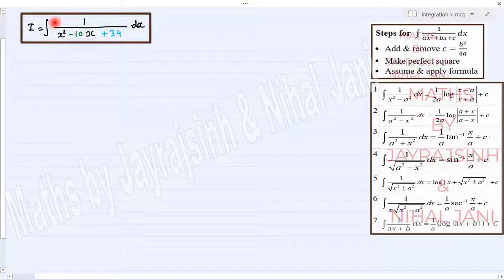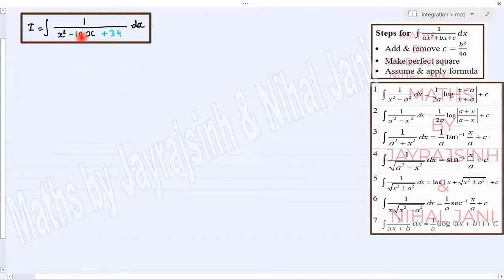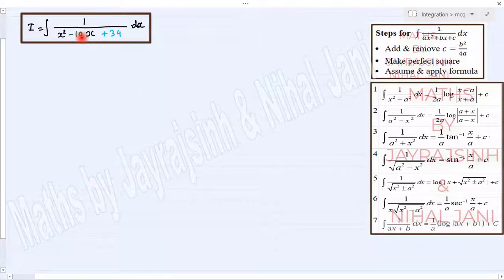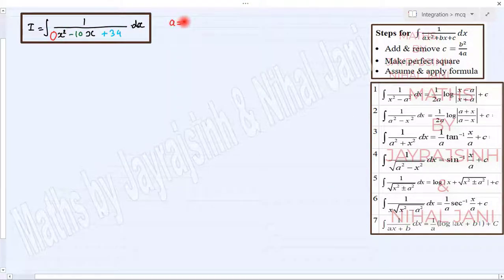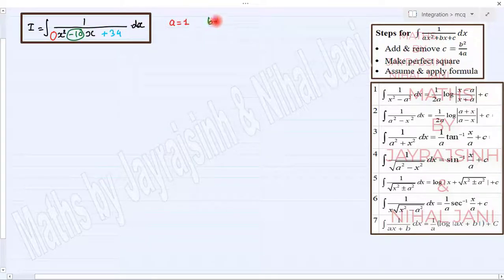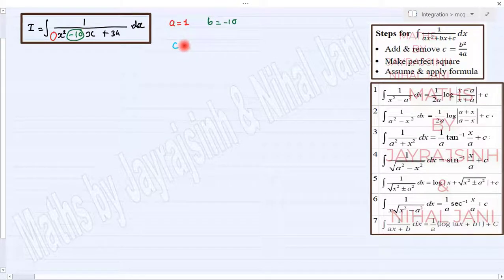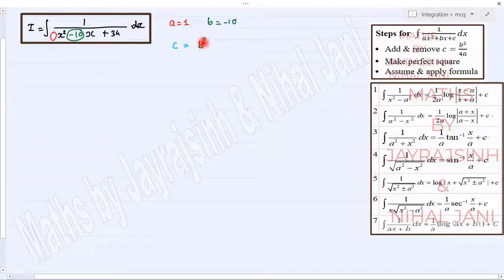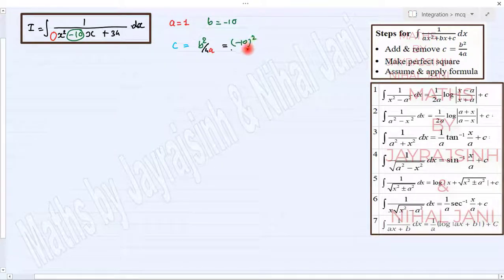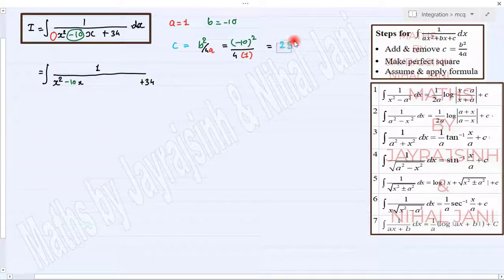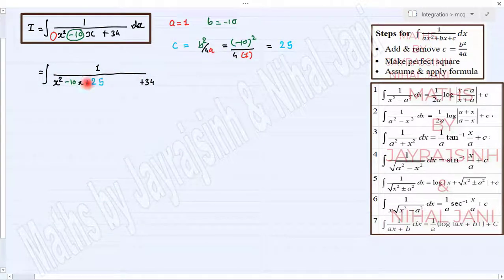In this question, we have to integrate 1 upon x square minus 10x plus 34, which is in the form of 1 upon ax square plus bx plus c, where your a, which is coefficient of x square, is 1, b, which is coefficient of x, is minus 10. So, we can get your last term using b square upon 4a, where your b is minus 10 and a is 1. So, you get 25 as your last term. Now, let's write down what we have. Now, we need 34 as your last term. So, we have to add and remove 24.